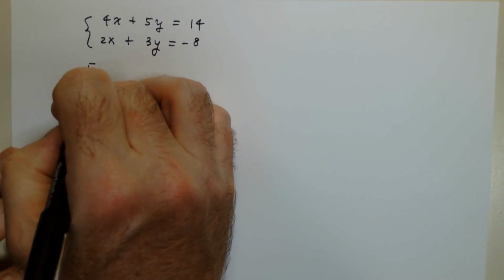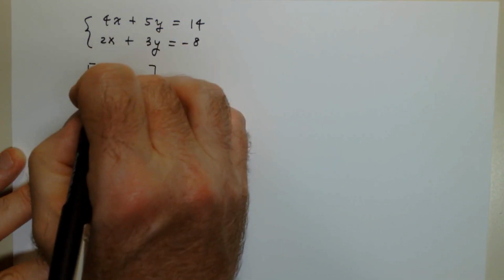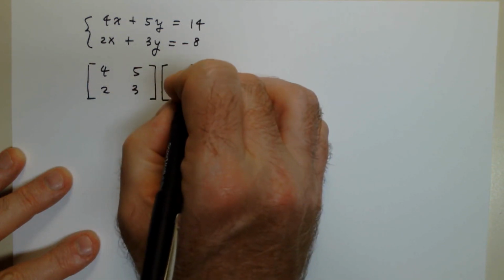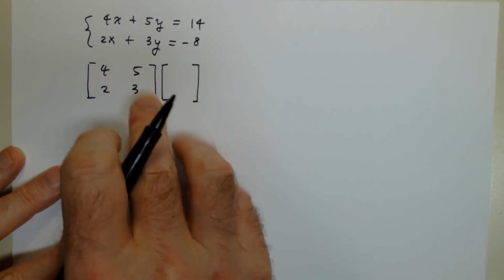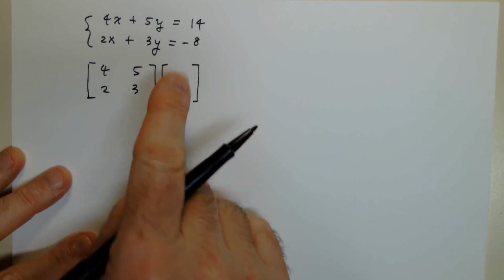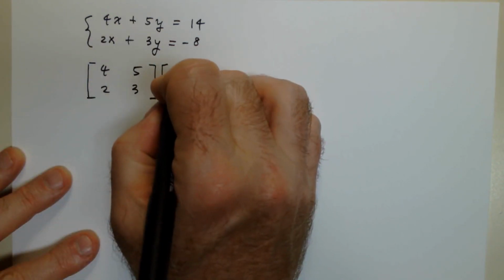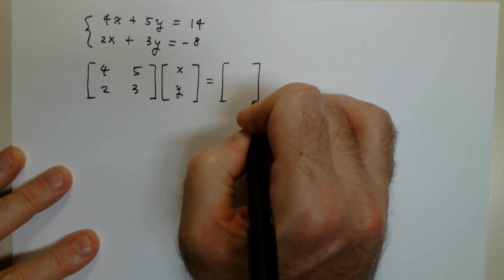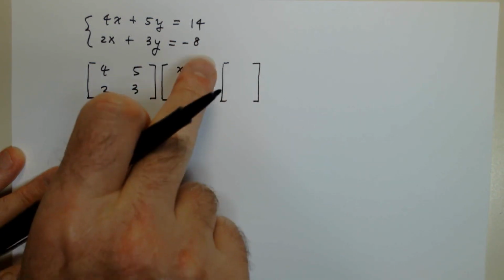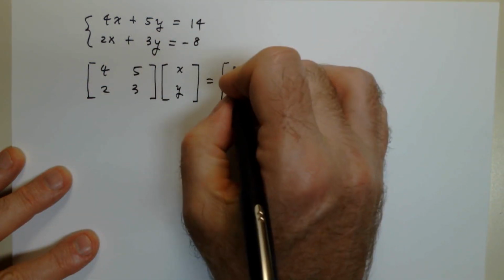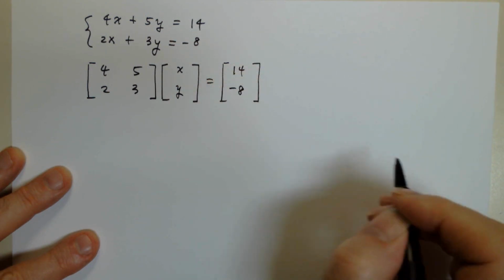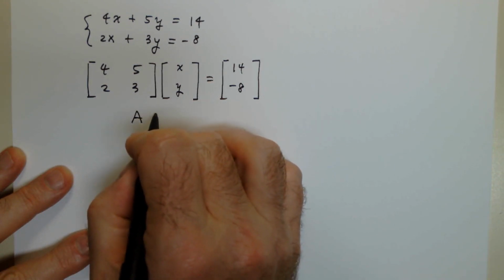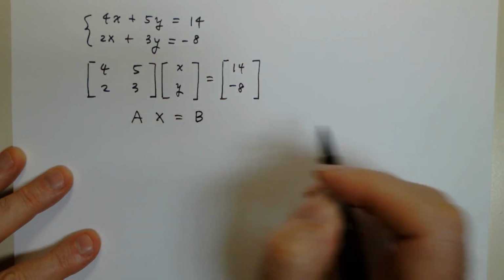We're going to have a matrix of coefficients, 4, 5, 2, 3. We can form a column vector, which is a 2-by-1 matrix consisting of the unknowns, x and y. And then we can form another column, which again is another 2-by-1 matrix consisting of these constants, the 14 and the negative 8. All right. Let's just think of this as capital A. We'll call that one X, and we'll call this one B.